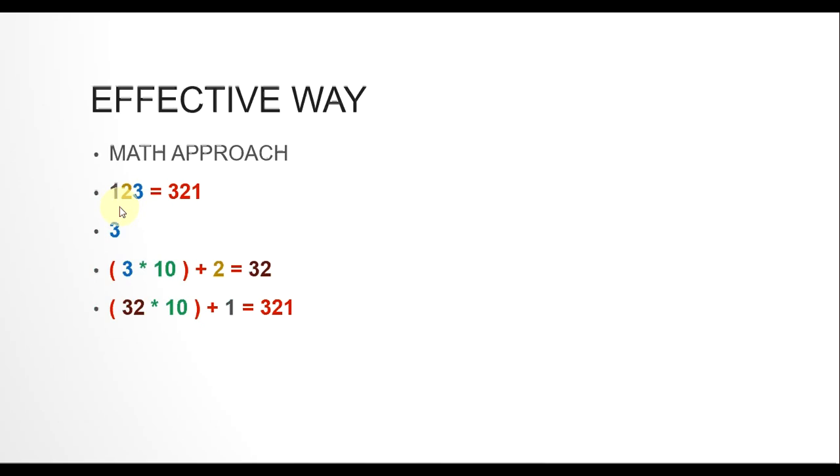But if you take this approach, tomorrow say your input is 1 2 3 4 5, you can still use this approach. First take 5, multiply it by 10, then add the next number, that is 4, it becomes 54.